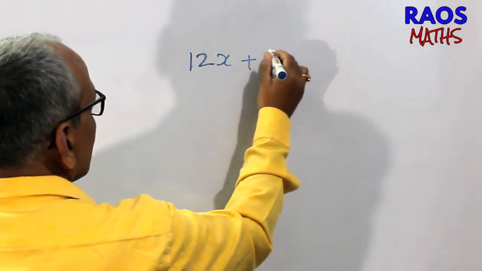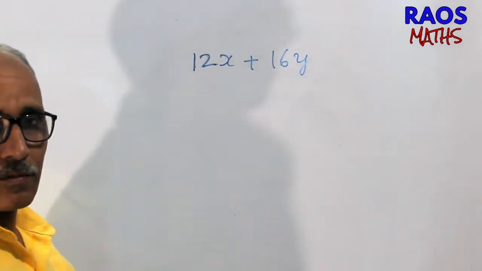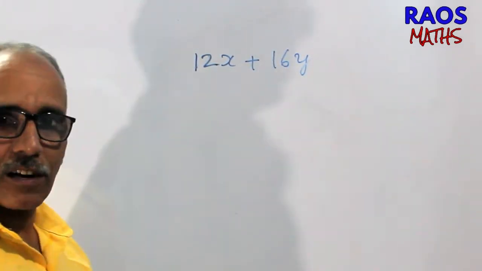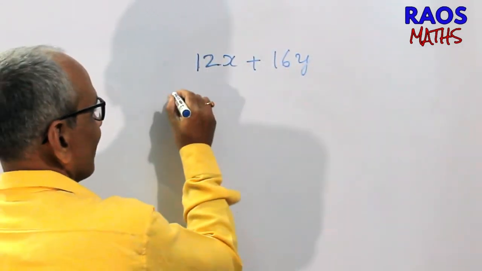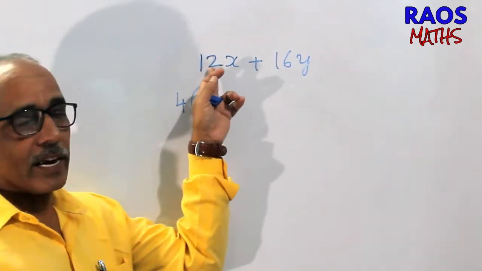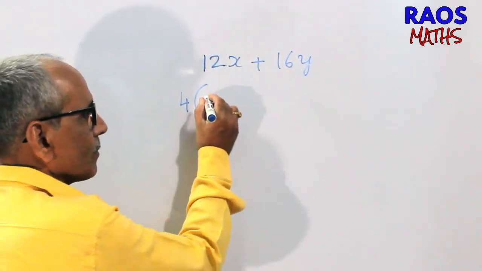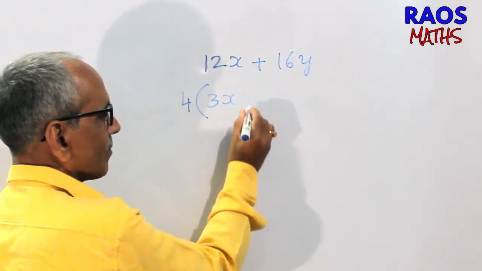12x plus 16y. Of course, I added variables x and y. What are the common factors for 12 and 16? Already we got 4. If I take a common factor of 4 out of 12, what is the other factor of 12? 3, followed by this x.